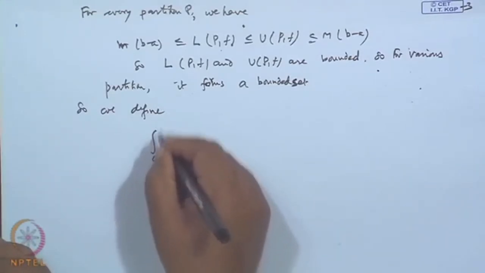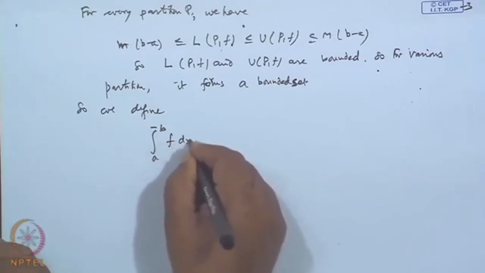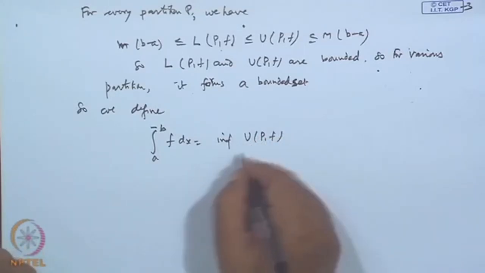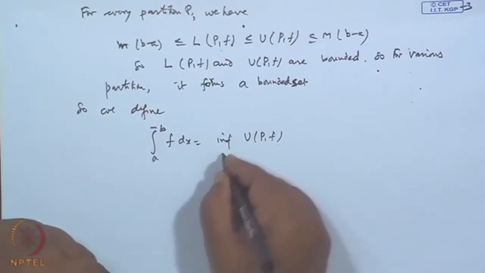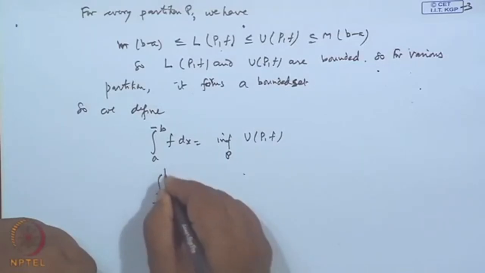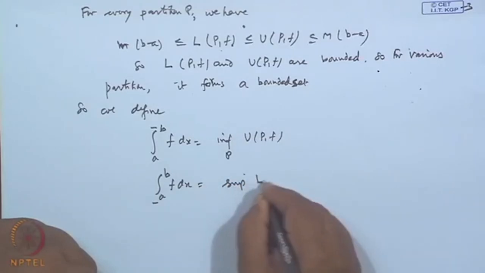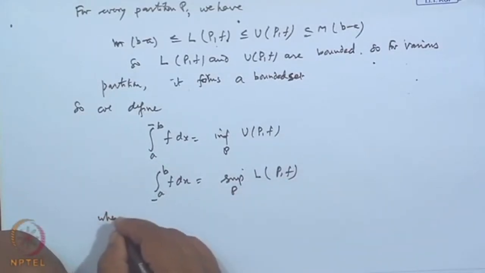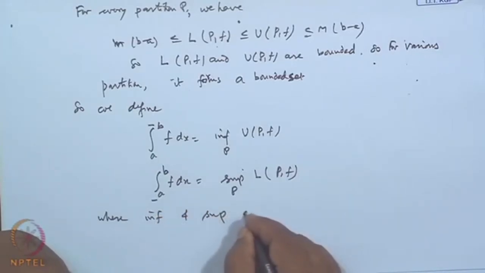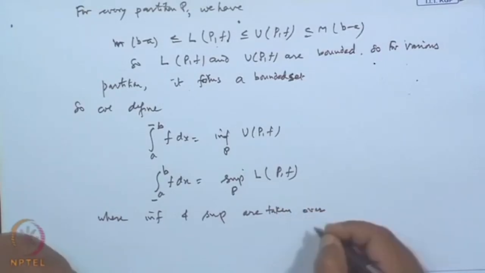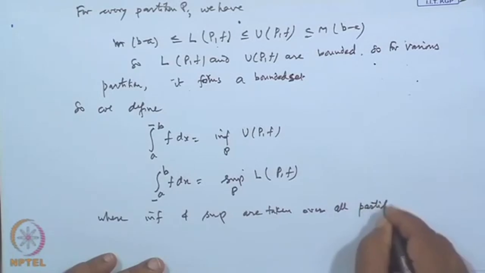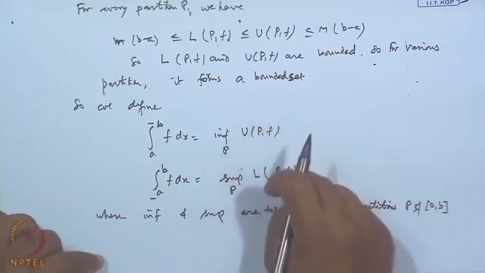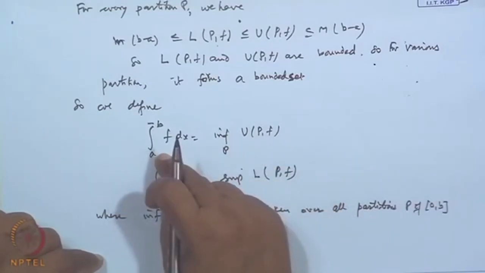the upper integral from a to b of f dx as the infimum value of the upper sum U(P, f), where the infimum is taken over all such partitions P. Similarly, the lower integral from a to b of f dx is the supremum value of the lower sum L(P, f), where the supremum is taken over all partitions P of [a, b]. Is it okay? Since these are bounded, the supremum and infimum will exist. Hence, this integral will exist.